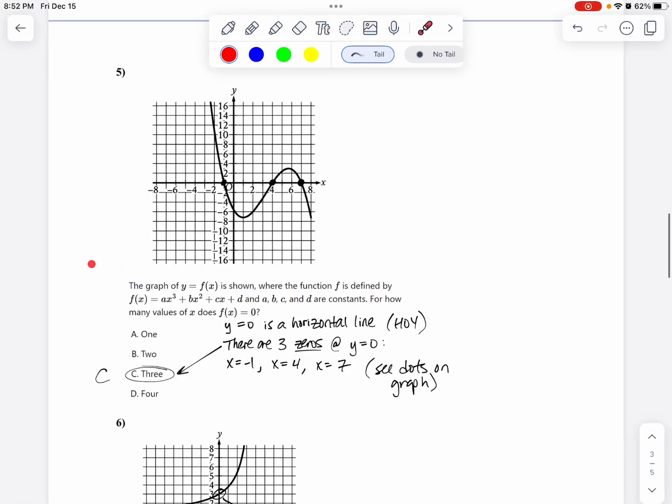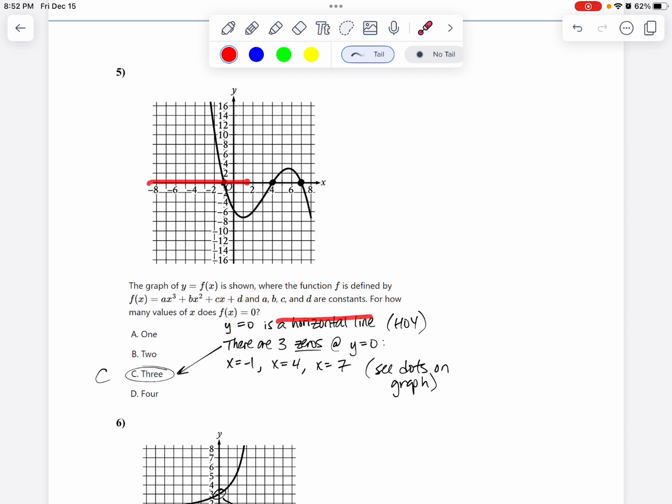How about this guy? We've got a polynomial here, and it doesn't give us any numbers about it, which is fine. It just says A, B, C, and D are constants. That's a little bit annoying, but whatever. For how many values of x does f of x equal 0? So f of x is just a fancy way of saying y, and y equals 0 is a horizontal line.